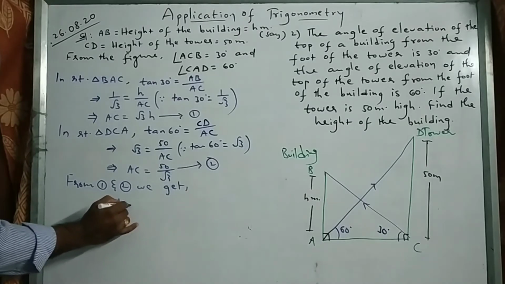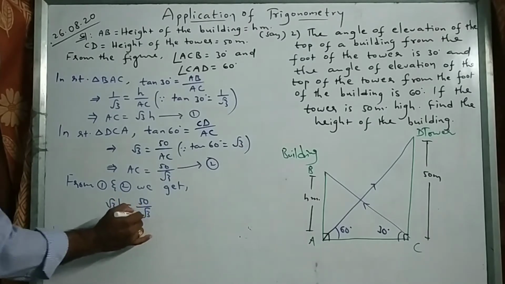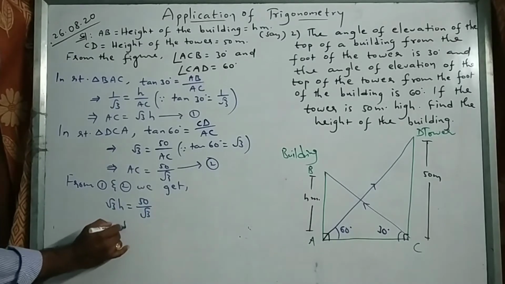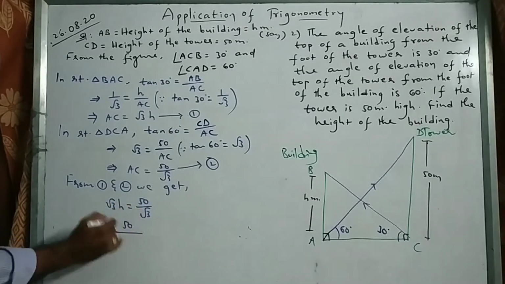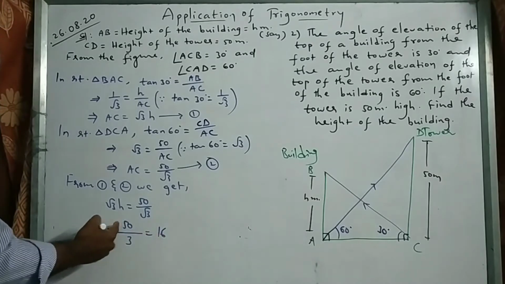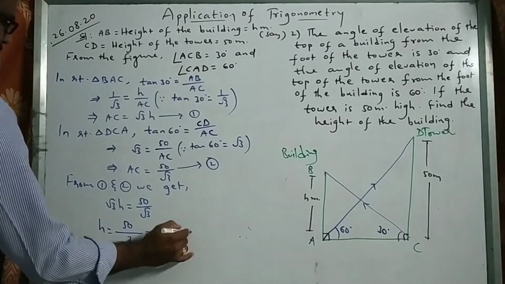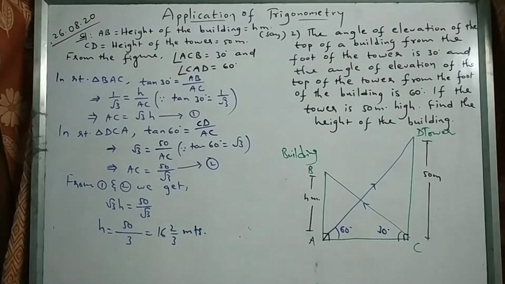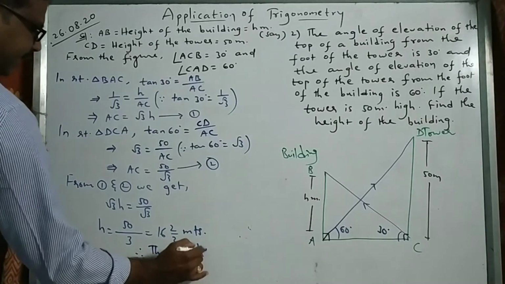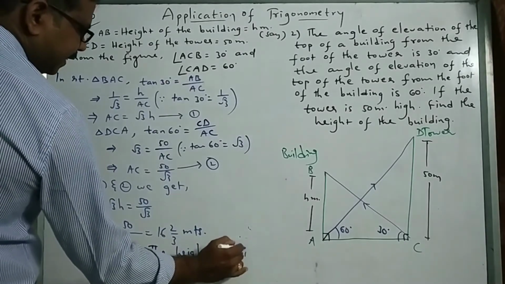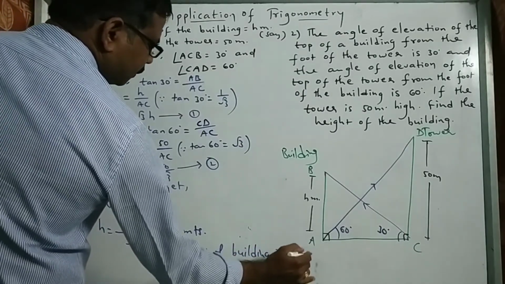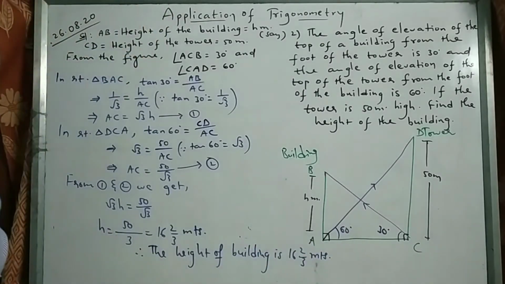root 3 h equals 50 by root 3. I want to find h, so 50 by root 3 into root 3 gives 3 in the denominator. 3 16s are 48, 2 will remain, so 16 and 2 by 3, written as a mixed fraction. Therefore, the height of the building is 16 2/3 meters.